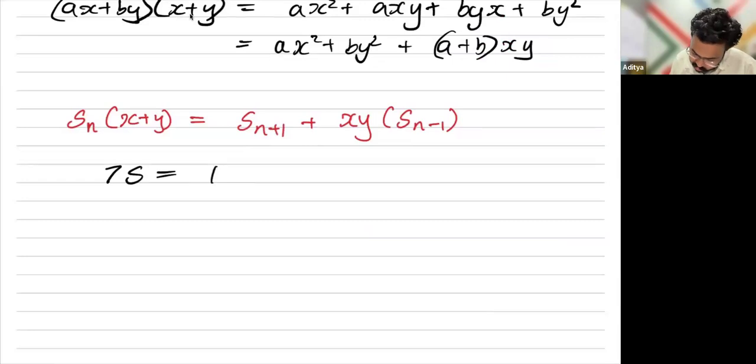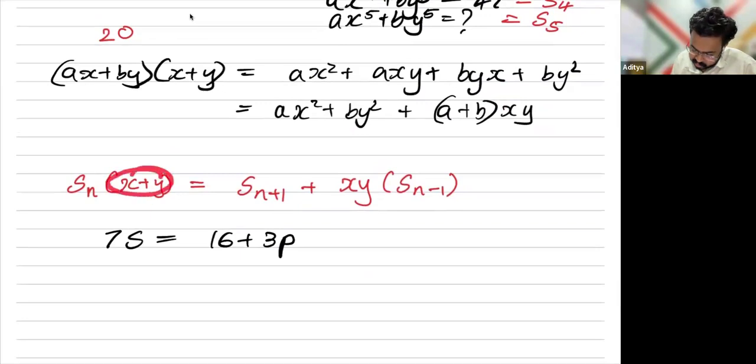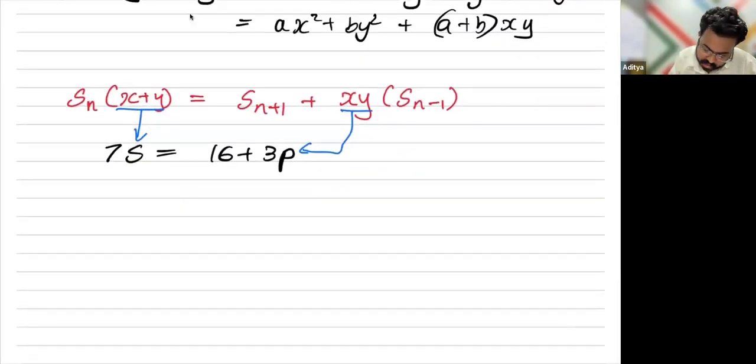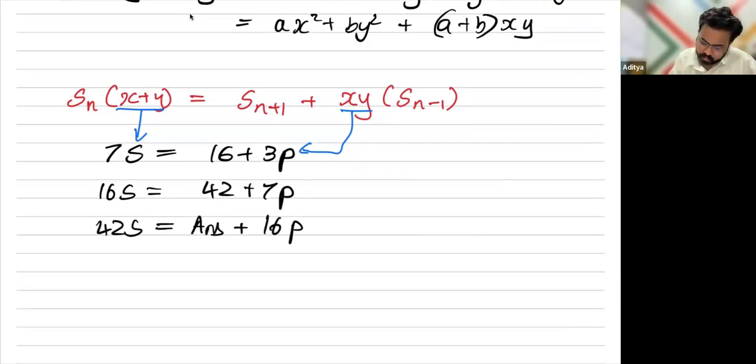7s is equal to 16 plus 3p, because I can replace x plus y with some s and xy with product p. And the next equation that I can write down is 16s is equal to 42 plus 7p. And what we actually want to find is the answer, plus 16p is equal to 42s. This is the third equation that we'll have.